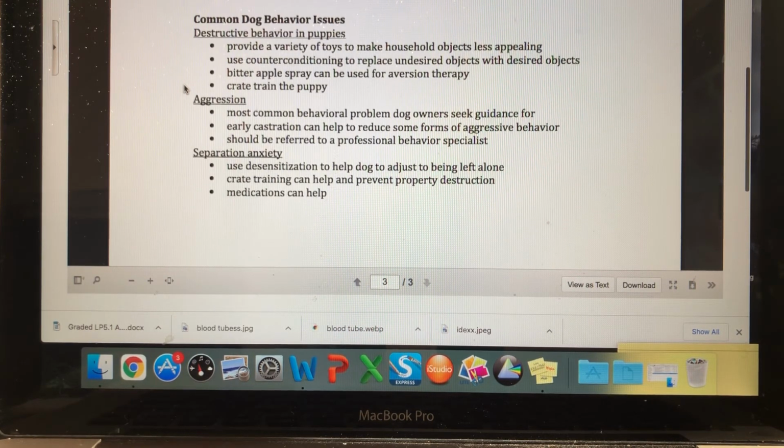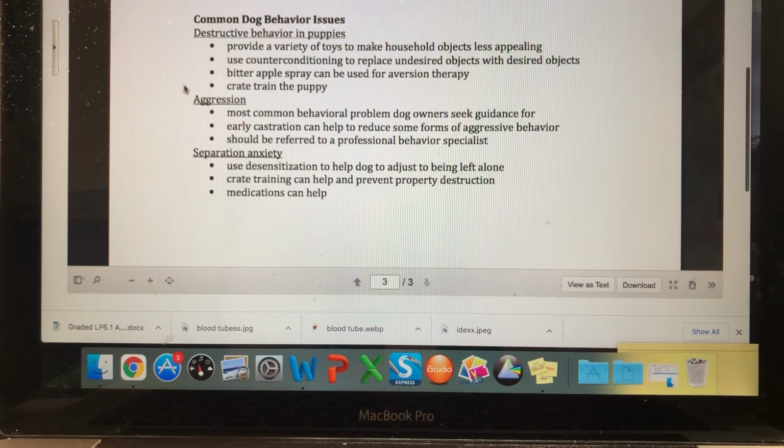So destructive behavior in puppies. One thing that we can do to prevent that is to try to make sure there's lots of really cool toys around for the dog to play with. So we'll use some counter conditioning there, right? We want to have fun toys available so that they don't play with our shoes or, I don't know what else, our books. I'm just trying to think of things that my dog chewed when he was a puppy.